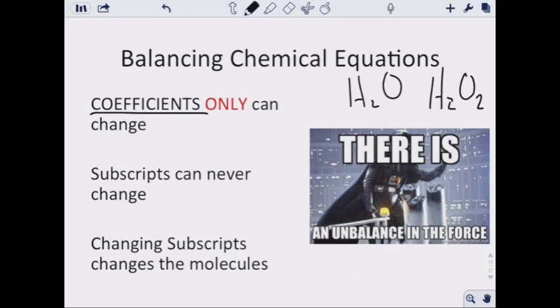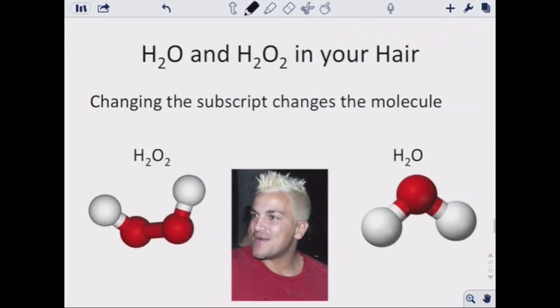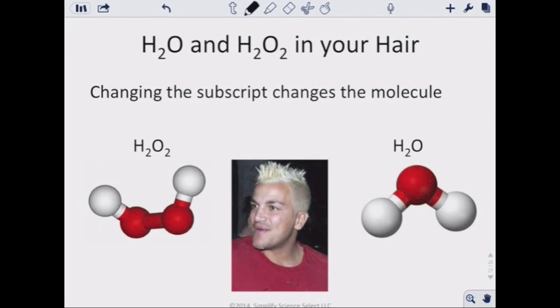And so you can think, oh, no big deal, right? Well, H2O and H2O2, very different results when you put them in your hair. If you put H2O in your hair, you can clean it. It's water. Yay. Good job. Go swimming. Water in your hair, no big deal. H2O2, however, is hydrogen peroxide. If you put hydrogen peroxide in your hair, you have a much different effect. Okay, so you can't change the subscripts. The only thing you can change are the coefficients that go in front.